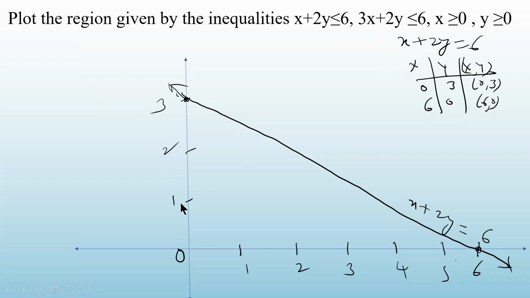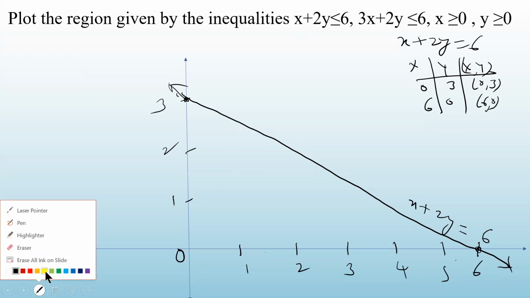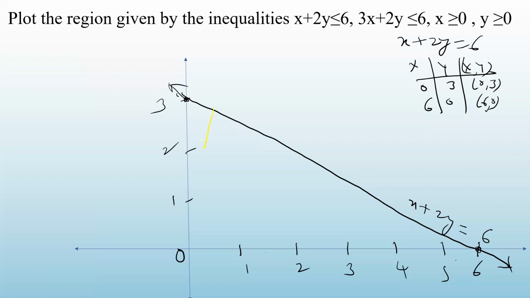Below the line? Yes, because you can see, यहाँ आपको सामने सामने दिख रहा है, कोई भी एक पॉइंट ले लो, 0, 0. When you put x equal to 0, y equal to 0, you'll get 0, which is less than 6. तो ये जो region है, which region is it? Below the line. Correct, no? So let us use a different color. तो ये portion पूरा इस line के नीचे का portion. Yes or no?